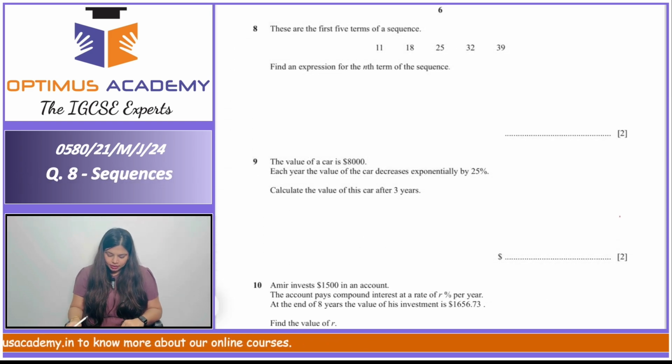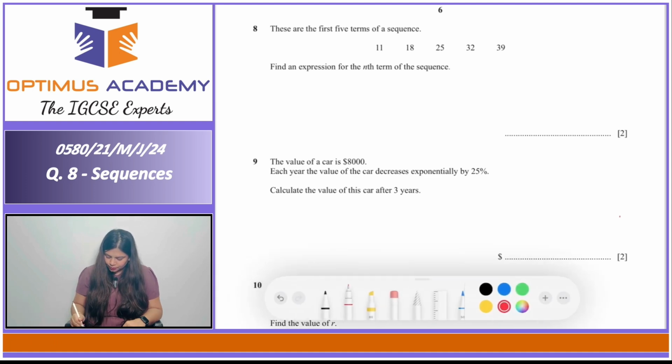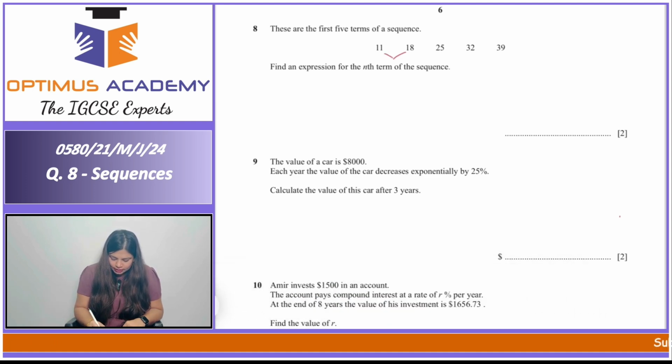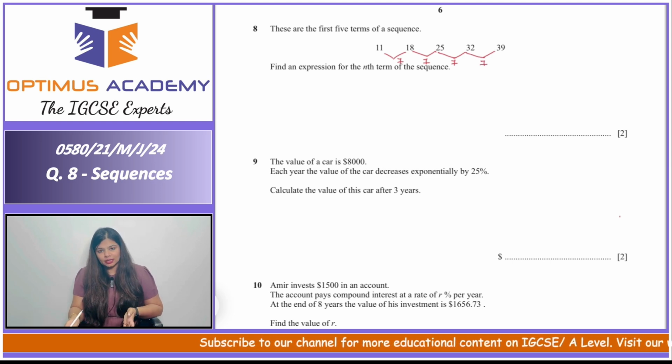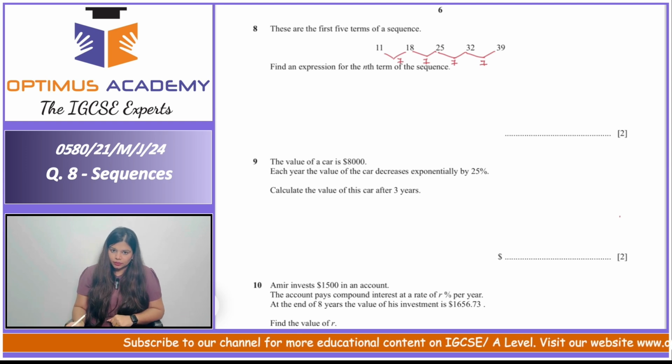Question 8 states that these are the first 5 terms of a sequence: 11, 18, 25, 32 and 39. Let's find out the difference between the numbers. 18 minus 11 would give us 7. 25 minus 18 would give us 7. 32 minus 25 would give us 7. And 39 minus 32 will give us 7. Since the differences are all equal, we know it is an arithmetic sequence.